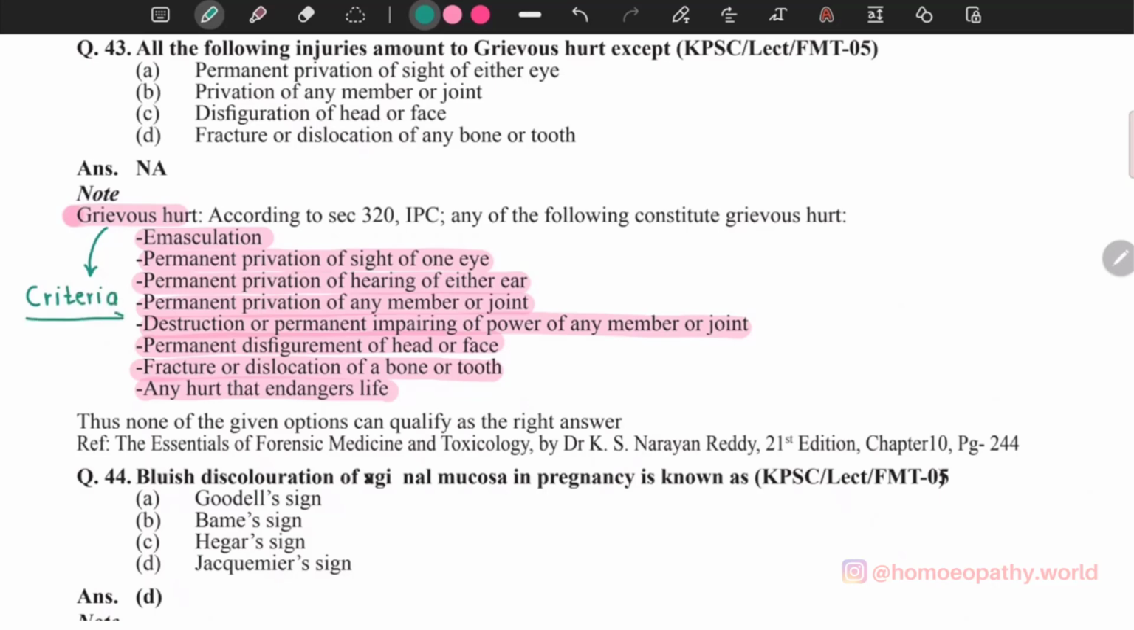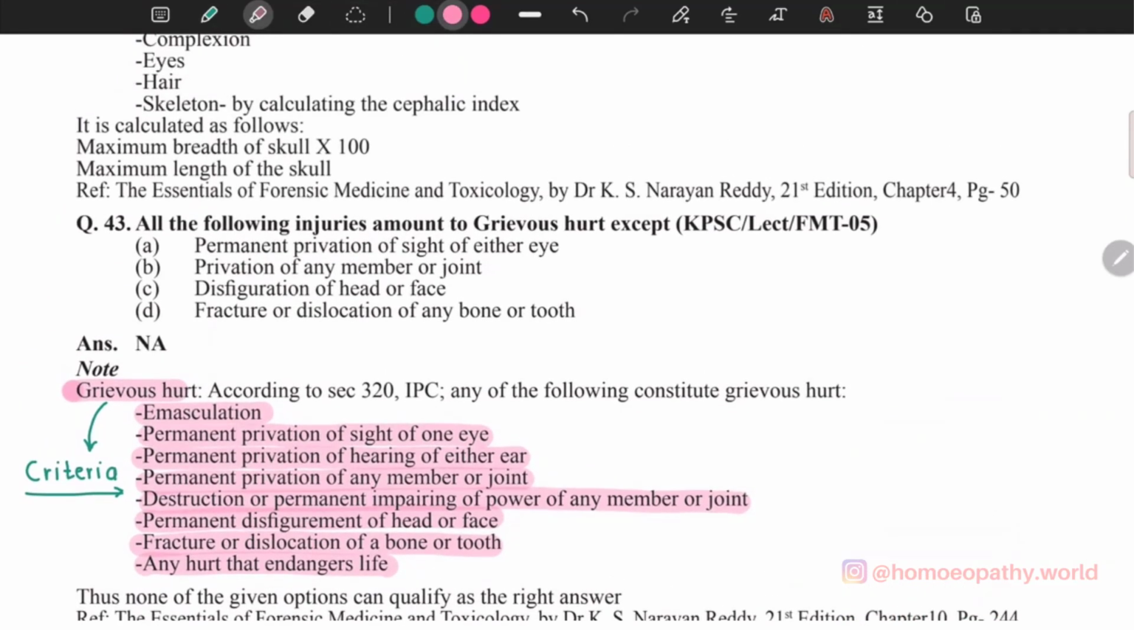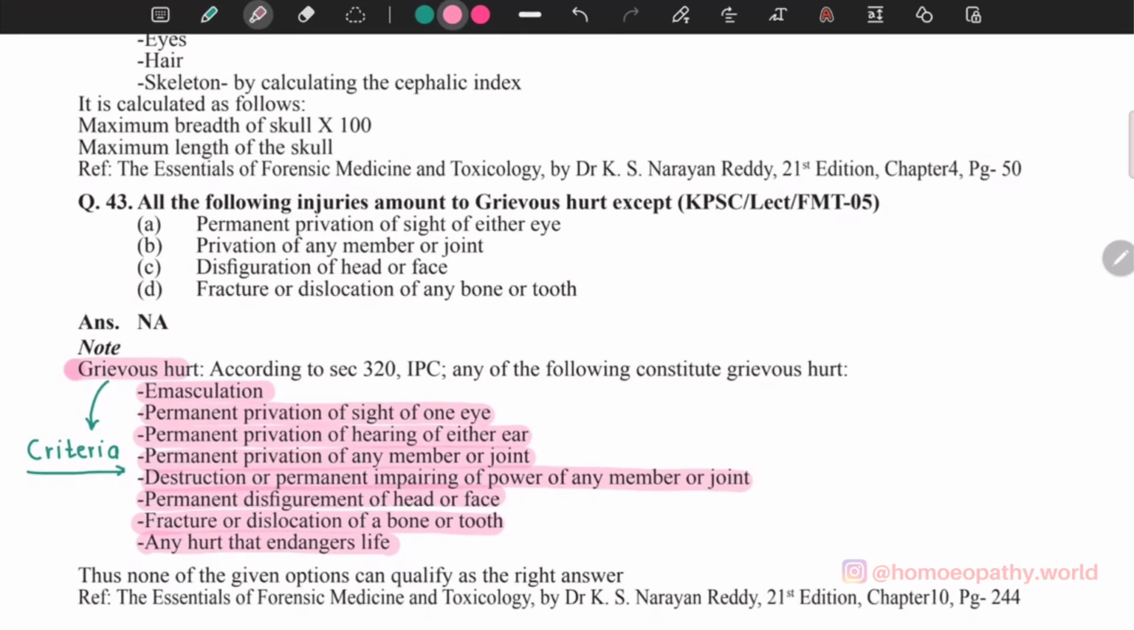Okay, so the criteria is mentioned here. Now let's move back to the options. The options are A. Permanent privation of sight of either eye. That is correct. Privation of any member of joint. This is also correct. Disfiguration of head or face. This is correct. And fracture or dislocation of any bone or tooth. This is also correct. So which of this is correct except? So the answer here that is missing is, it is none of the above.